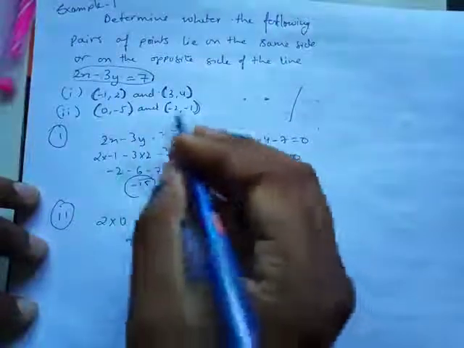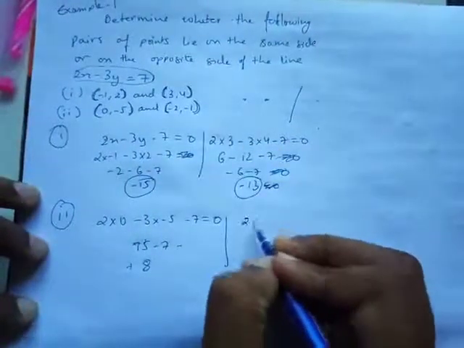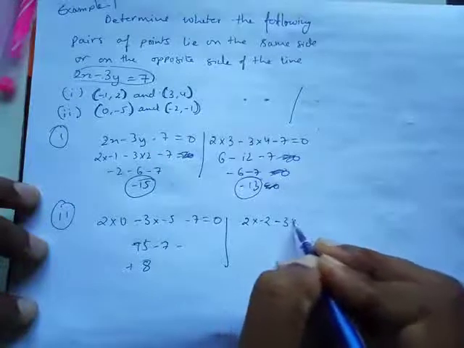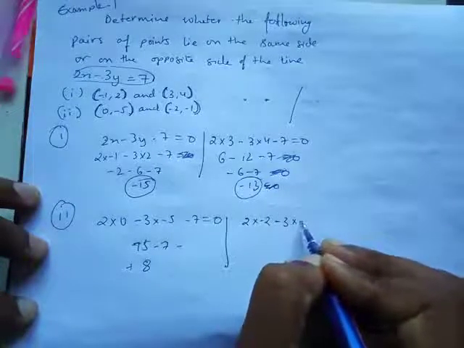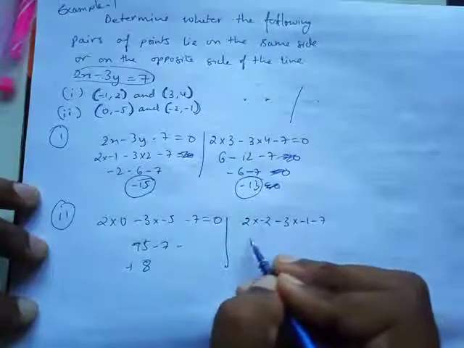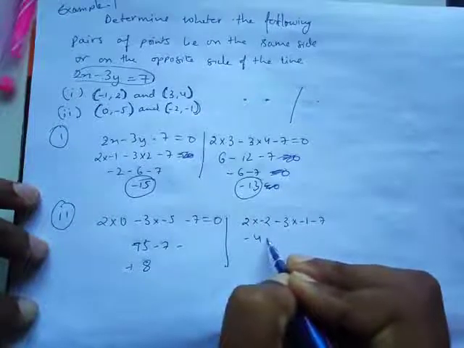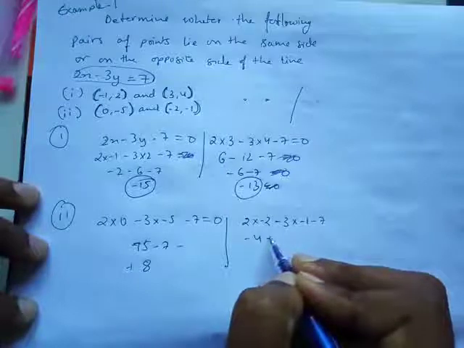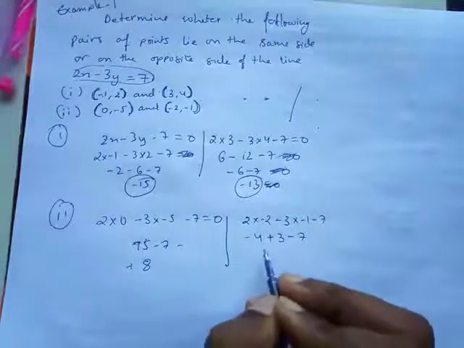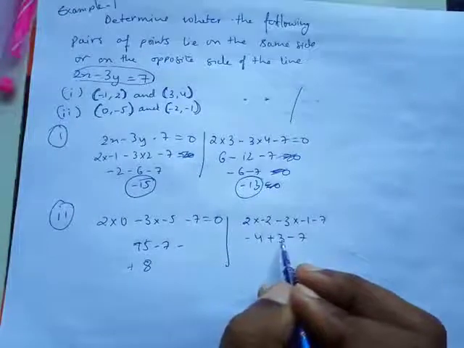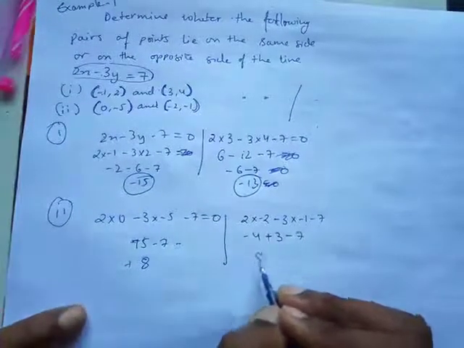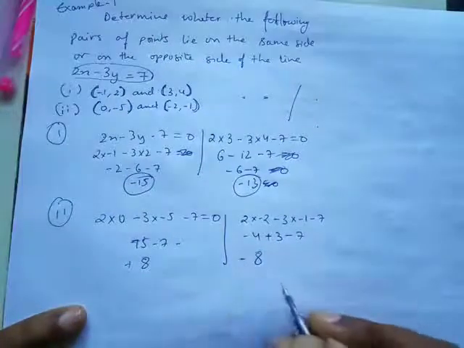And then I'm going to put this value, that is going to give me 2 into minus 2 minus 3 into minus 1 minus 7. So 2 2s are 4, minus 4 plus 3 minus 7. So this is going to give me 11 plus 3, that is going to be 8. So this is going to be 8 as well, but this is going to be minus 8.